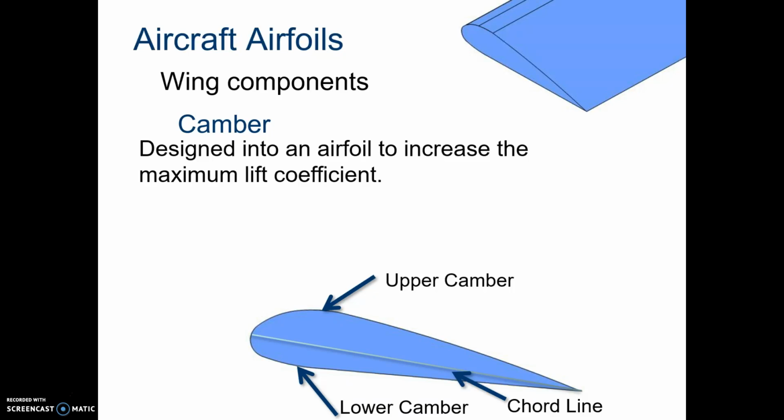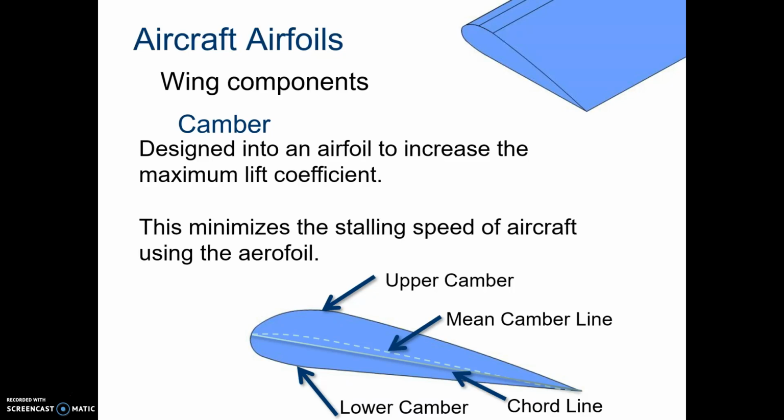Camber is designed into an airfoil to increase the maximum lift coefficient. And then this minimizes the stalling speed of aircraft using the airfoil. We're talking about how on smaller, more personal aircraft or training aircraft, they want to have airfoils that create lots of lift. That way it's easier to fly. And then, of course, as you go faster or don't worry about as much lift, then obviously they're willing to give that up for other reasons: stability, control, maneuverability, things like that.